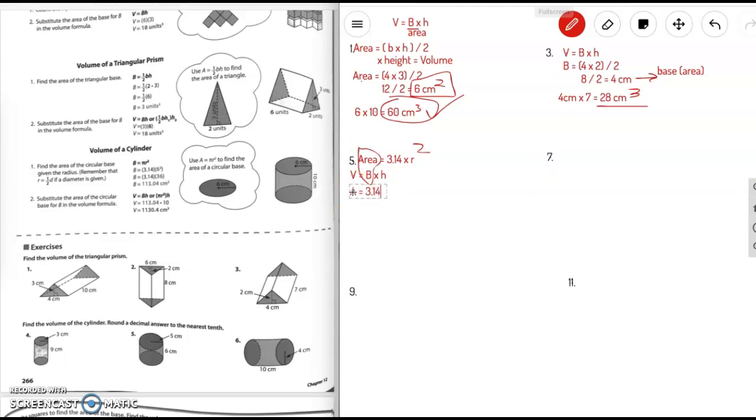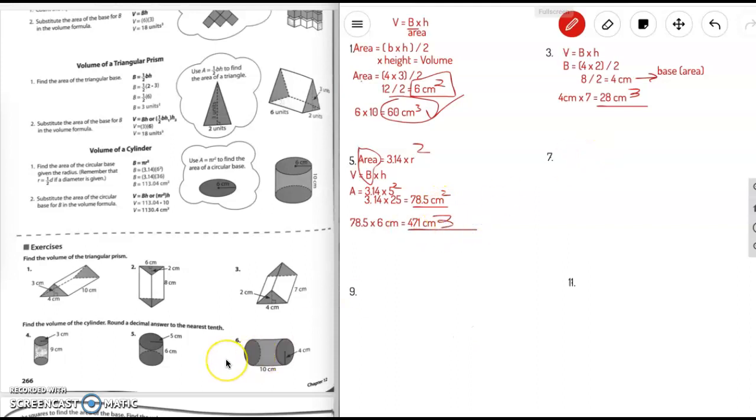All right, so let's calculate the area first. The area is 3.14 times, what's the radius here? 5 centimeters. 5 centimeters squared. So that gives us 3.14 times 25, which equals 78.5 centimeters squared. That's the area. We're going to multiply this with the height, sorry. The height is how tall the cylinder is, 6 centimeters. And that gives us the answer of 471 centimeters cubed. Exactly.